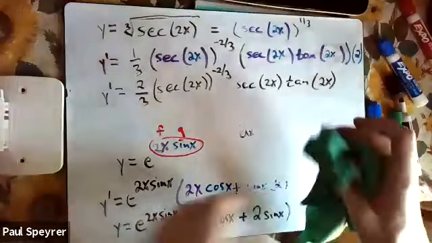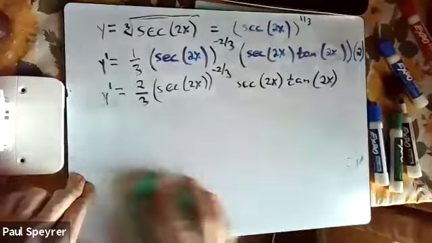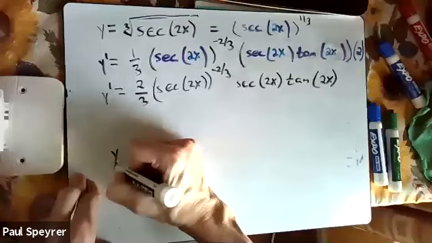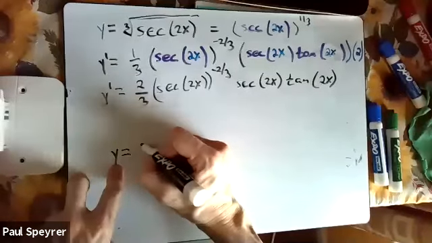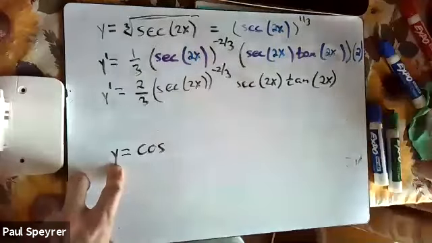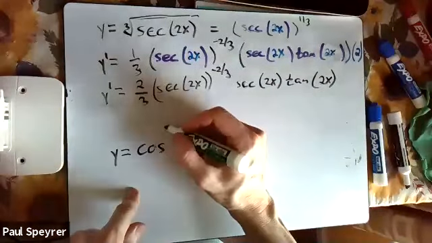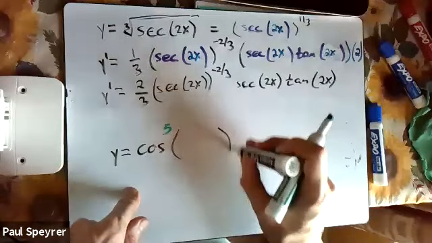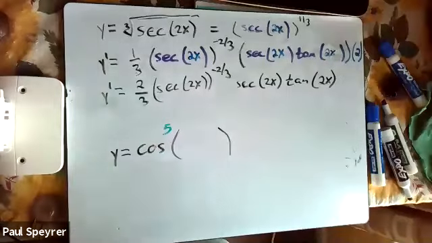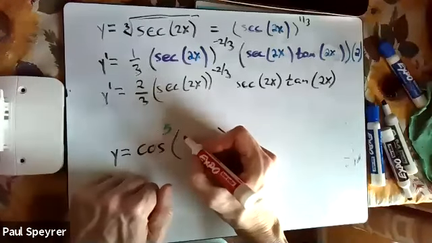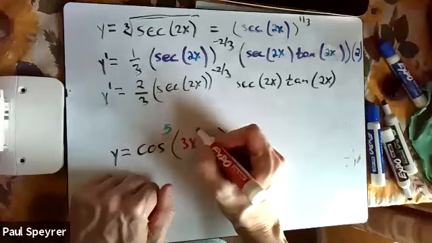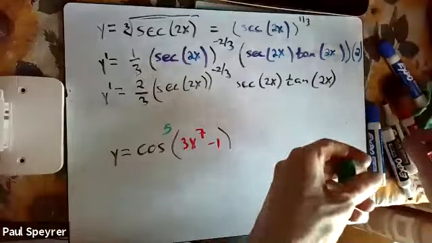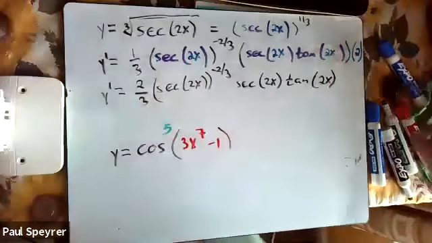All right, we'll try one more. Let's say we have y equals cosine to the 5th of 3x to the 7th minus 1, like that. So chain rule 3 times, right? You have 3 different colors right here.